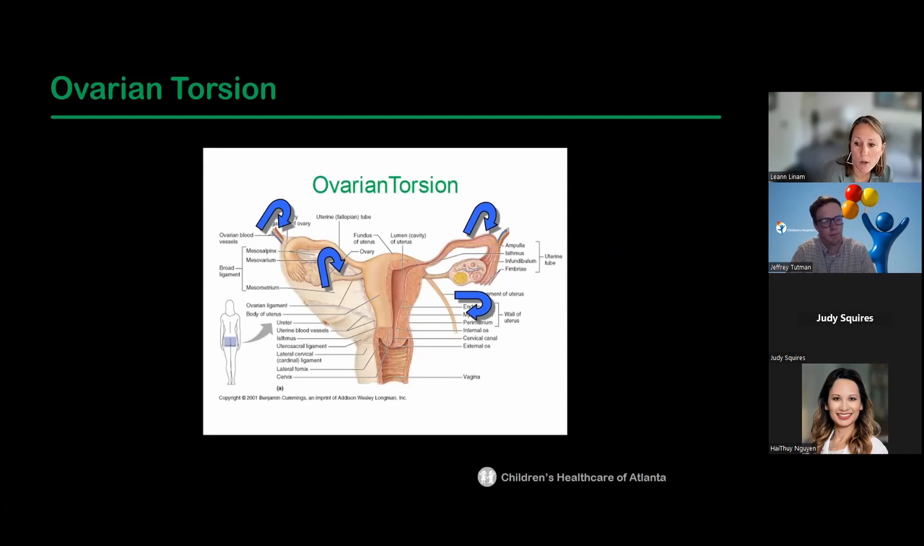So we all know that the ovary has several different places it can twist. The fallopian tube can twist. It can twist around the ovarian blood vessels. It can twist along the ovarian branches of the uterine artery. So there are just lots of different mechanisms, which also makes it confusing because there's more than one blood supply.